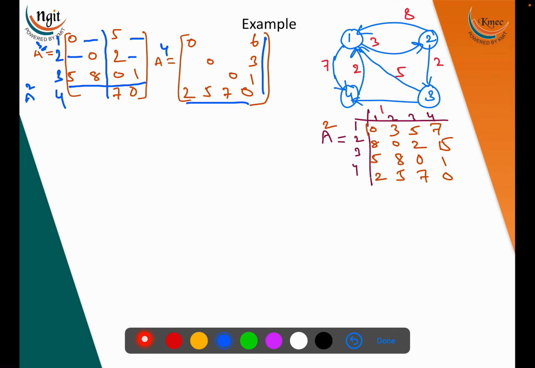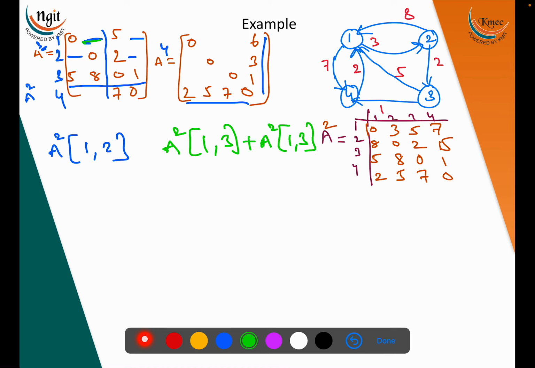Now for this A3 also we'll check one. That is, we'll find out A2 1 comma 2. This 1 comma 2 value I am going to find. A2 1 comma 2 and A2 1 comma 3. This time the intermediary vertex is 3. A2 1 comma 2, according to the previous matrix of A2, the value is 3. And these values are 5 plus 8. Which is minimum? 3 is minimum. Now let's update this 3 over here. 3.